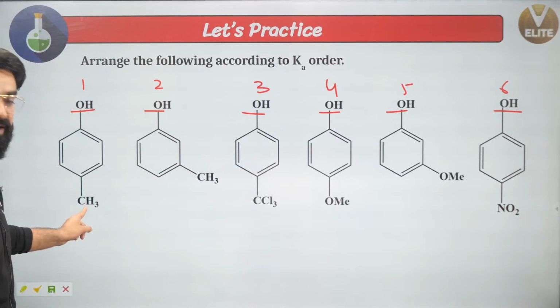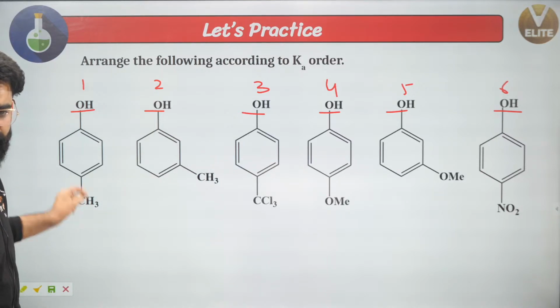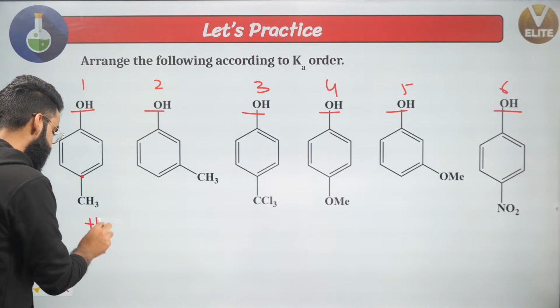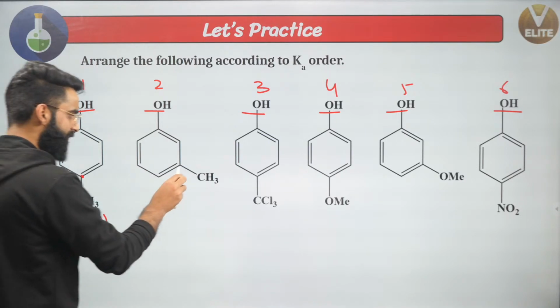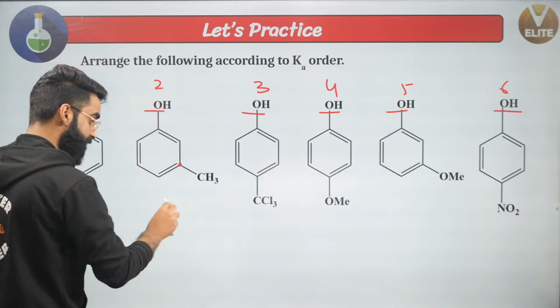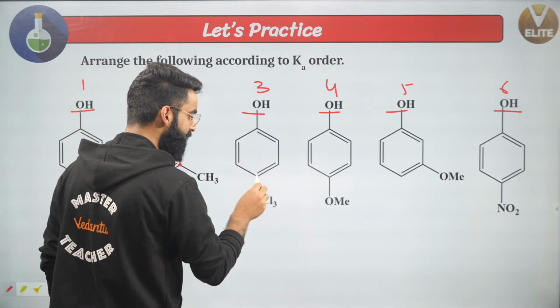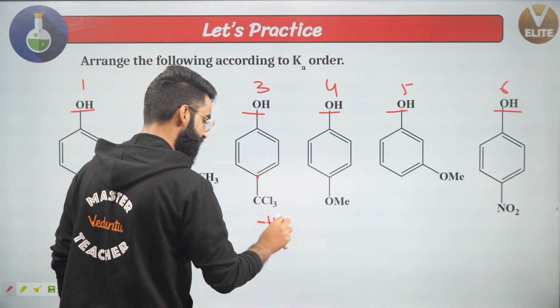First thing, which effect should I be taking right here? Can you let me know that? See, CH3 right here at the para position, so its plus H effect is to be taken. Right here, this CH3 is at the meta position, its plus I effect is to be taken. Right here, we have got CCl3 at the para position, its minus H effect is to be taken.